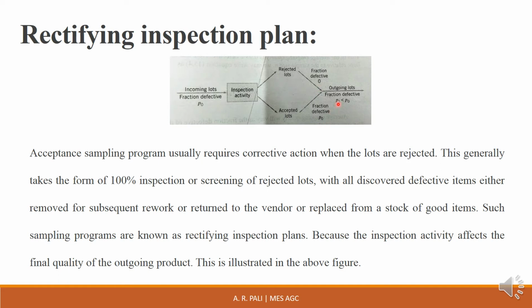Suppose that is P1. So these are the outgoing lots, and the fraction defective of these outgoing lots will be the average of 0 and P0, which is P1, and it will definitely be less than P0, right? Because the fraction defective of the lots which are accepted is P0, and the fraction defective of all those lots which are rejected and inspected is 0. That means the number of defectives in the outgoing lots has been reduced because of this process. So the average of 0 and P0 is P1, which is less than P0. So here we have rectified or improved the quality of the outgoing lot, and hence it is called the rectifying inspection plan.